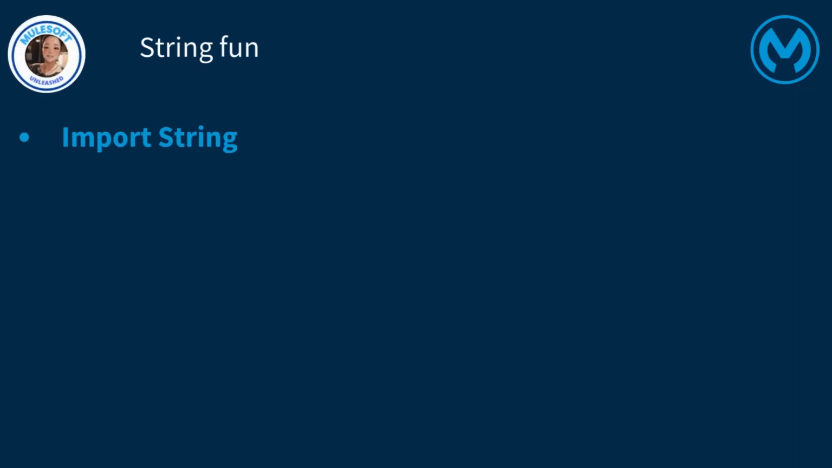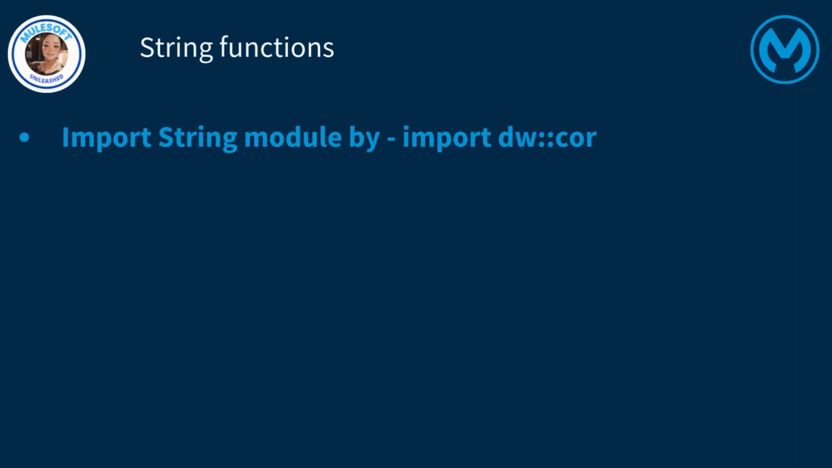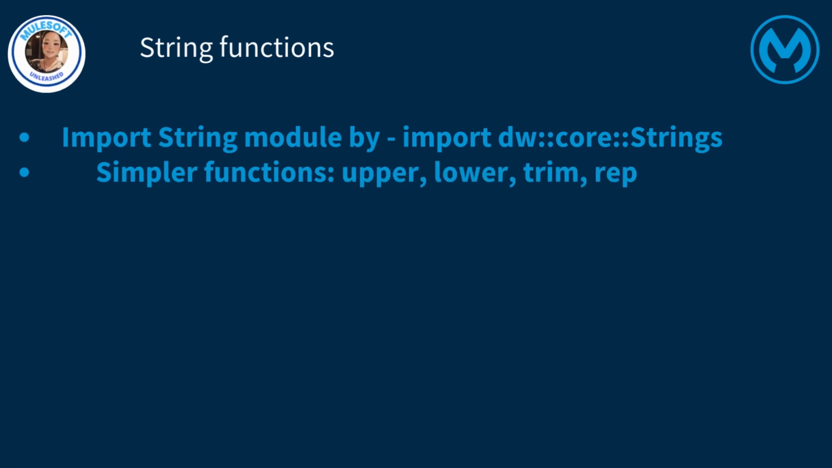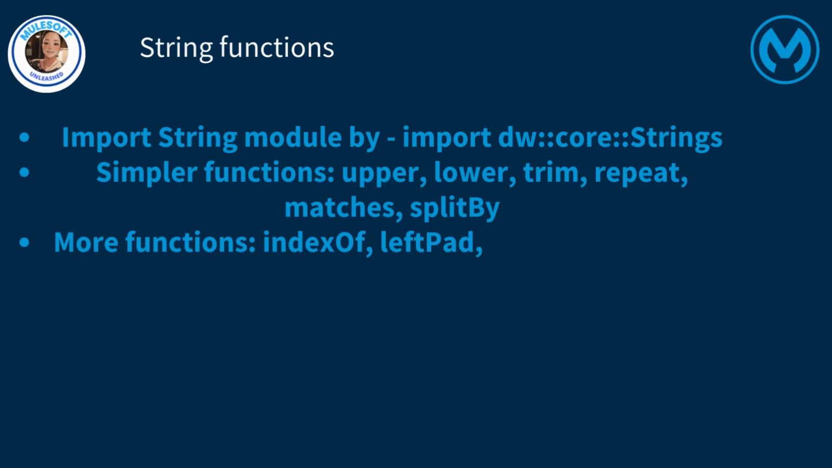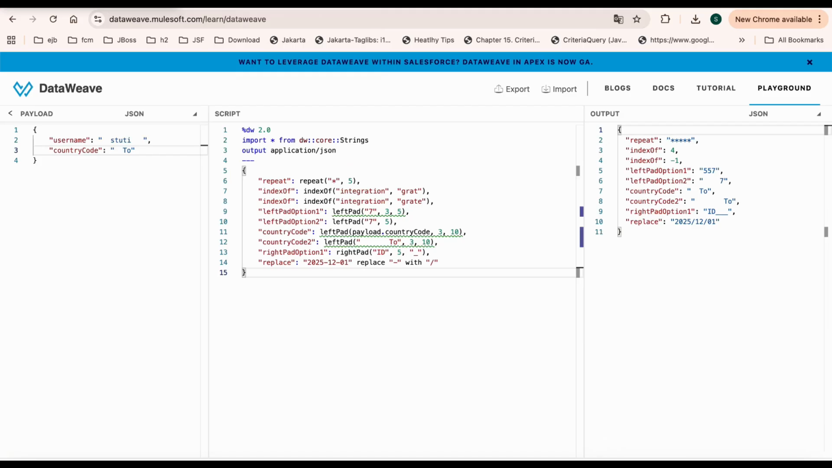Now let's move on to string functions. To start using them, we import DWL core as strings. This module provides helpful functions such as indexOf, leftPad, rightPad, and replace with real-world examples. The repeat function simply repeats a character multiple times. In this example, we generate 5 asterisks. This can be useful for masking or formatting output.